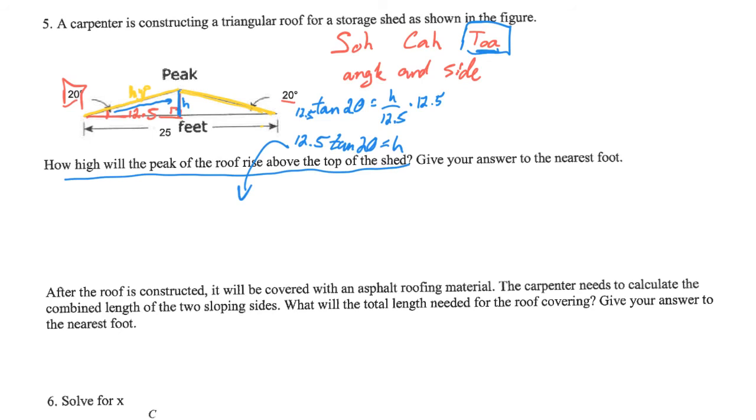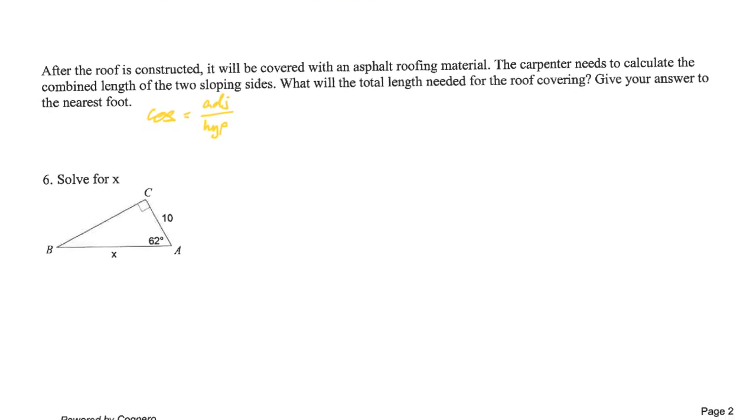So it's the same idea, except now we're using the cosine because we have the adjacent. 12.5 is the adjacent, and we're looking for the hypotenuse. So the cosine equals the adjacent over hypotenuse. Then once you've got one of them, you've got both of them, just double it or add them together, get the same thing.